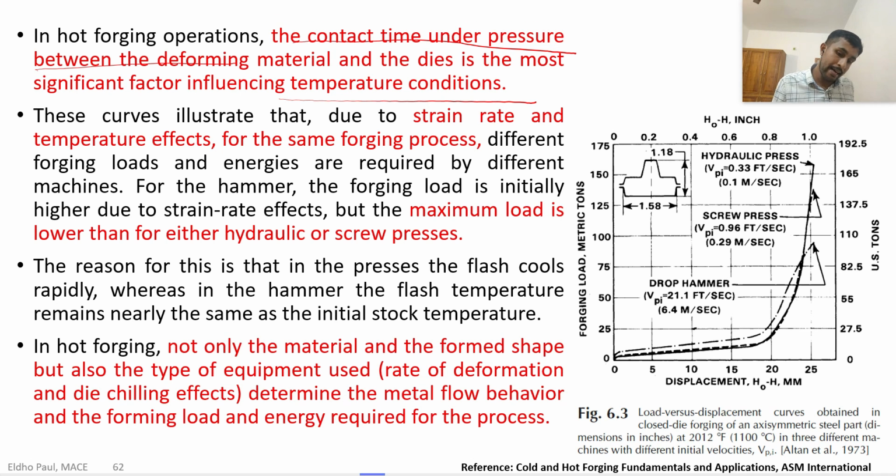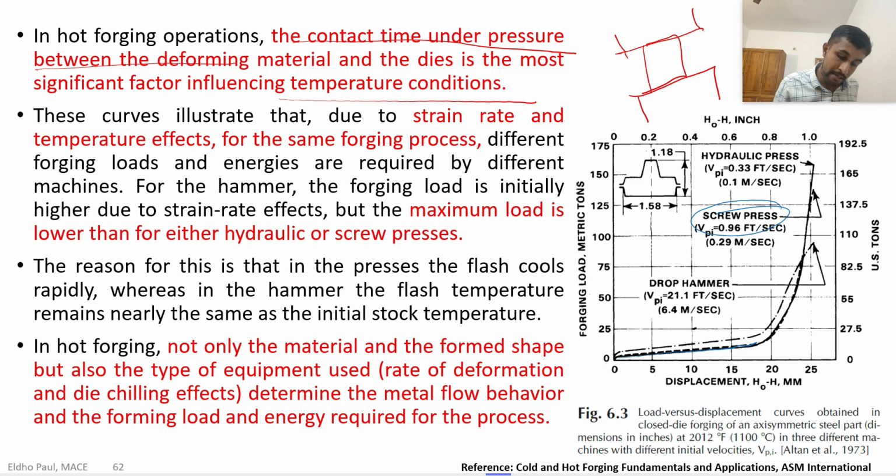And here we can see a curve. This is the curve of forging with respect to three machines. The first one is press forging, and this graph shows the hydraulic press. Another graph, the dotted one, shows the drop hammer. That means using a drop hammer, an impact load is applied on the material. And we have another curve here, that is a screw press.